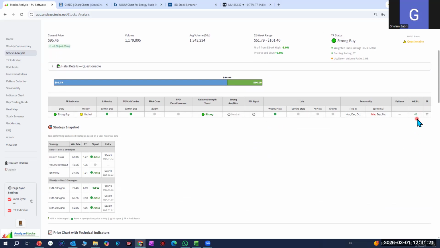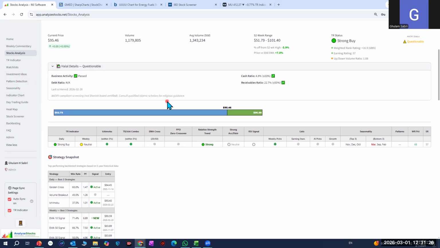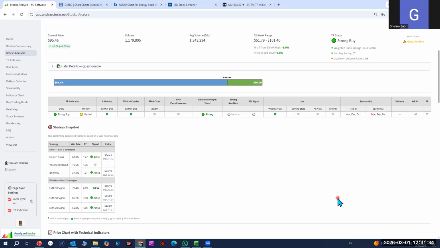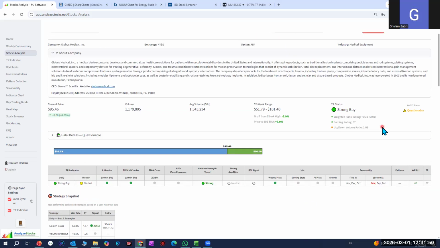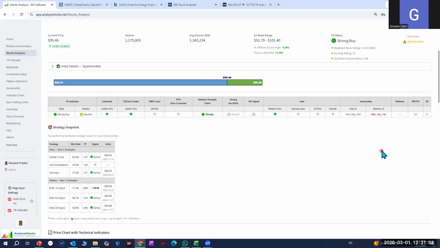WR percentile is 68. The halal status is a bit questionable. And why is it questionable? Because its debt ratio is not available. So we might want to check somewhere else if we want to go in that direction. One thing is the seasonality factor: the worst month, March, is not a very good month historically. So we might see a pullback during the month of March. But otherwise, it seems to be a very good buy based on these criteria.